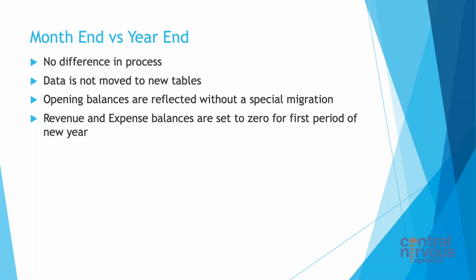Revenue and expense balances are set to zero for the first period of the new year. That happens, and those transactions take place behind the scenes. So again, year end, month end, other than some extra work for year end for auditors, we're following the steps. Those steps should be the same, whether it's the 12th month or the 6th month.